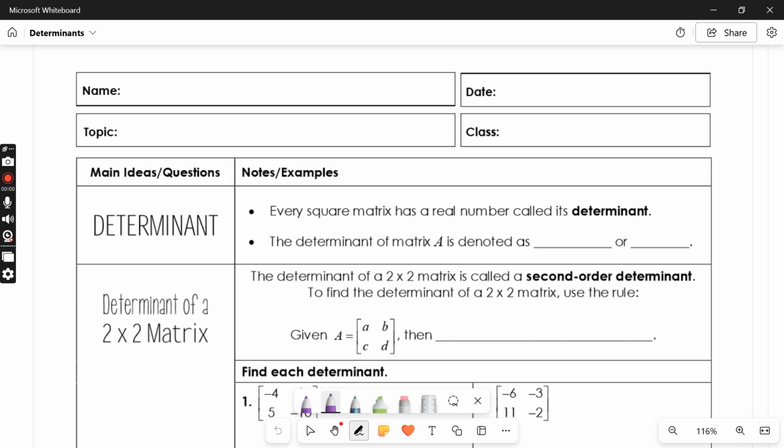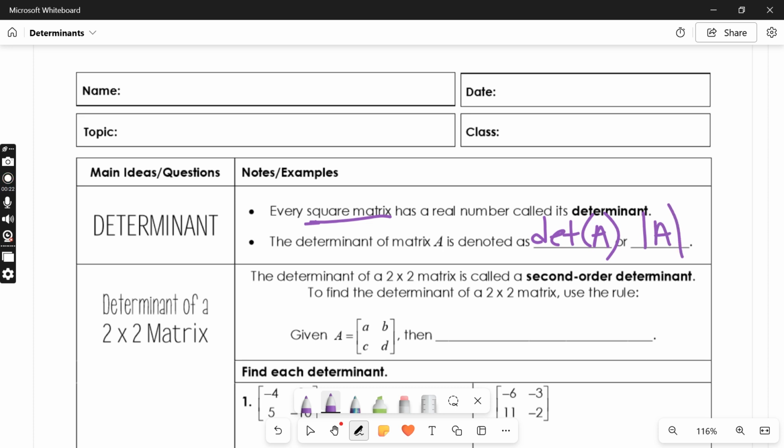Okay. Today we're talking about another operation that we're going to do with matrices. So it says every square matrix. Remember, when it talks about a square matrix, it has the same number of rows and columns. It has a real number called its determinant. The determinant of matrix A, denoted as determinant of A, or it looks like these little absolute value bars of A.